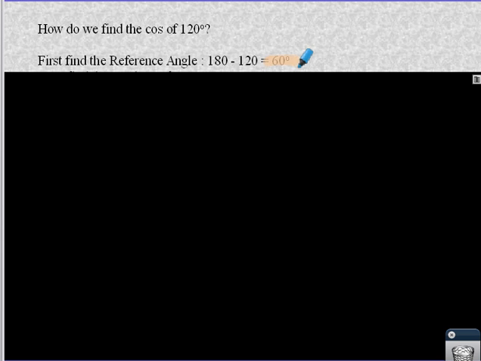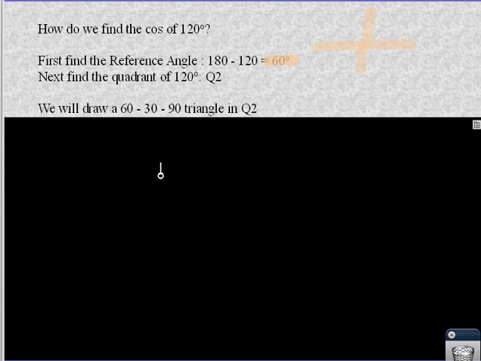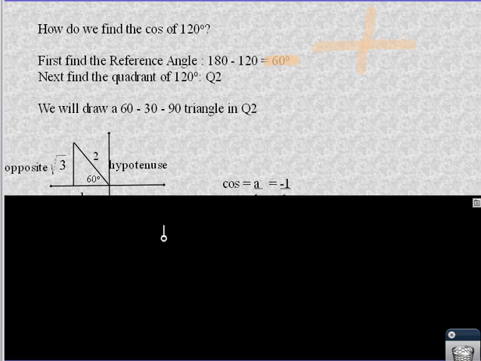This tells us which special triangle we want. We want the one with 60 in not necessarily standard position, but we want 60 to be the angle defined by the origin. And then we want to find out what quadrant 60 is in. It's in quadrant 2. So that means we're going to draw a 60, 30, 90 degree triangle in quadrant 2, and here it is. So you can see here's our 60 degree angle.